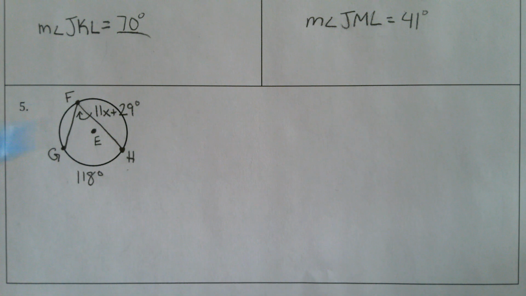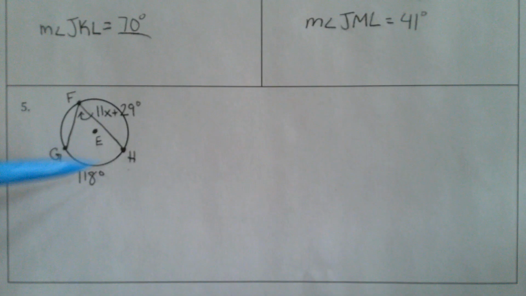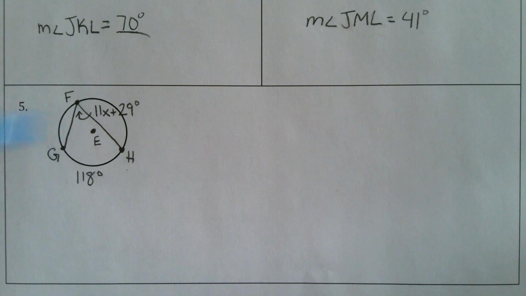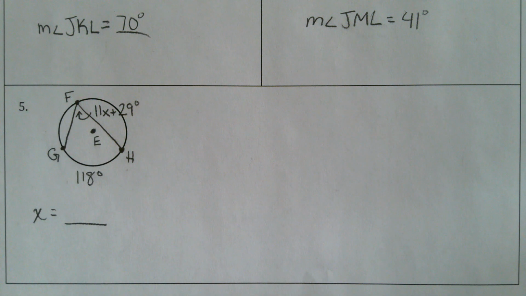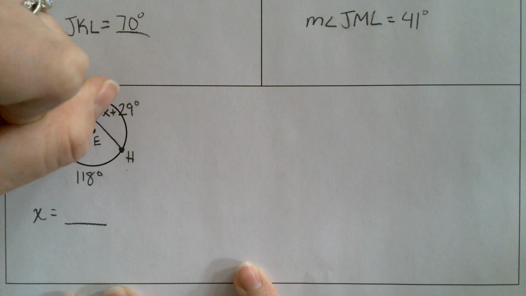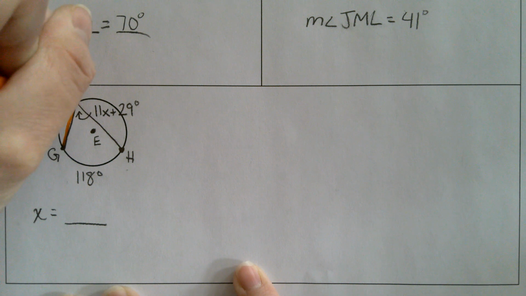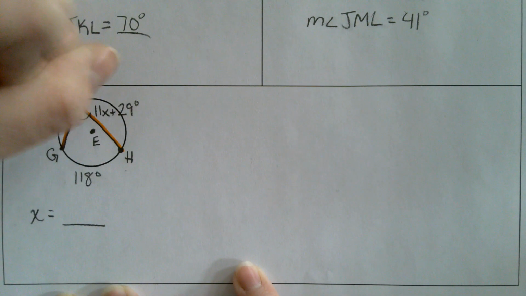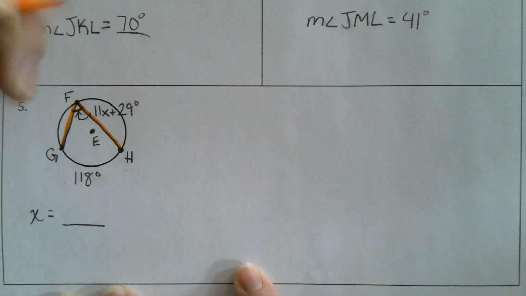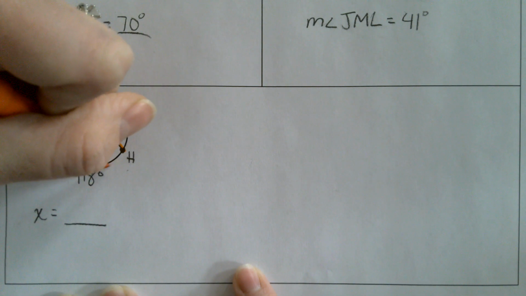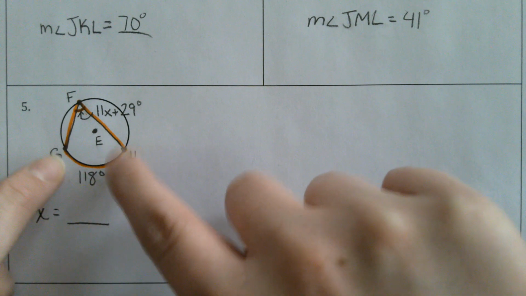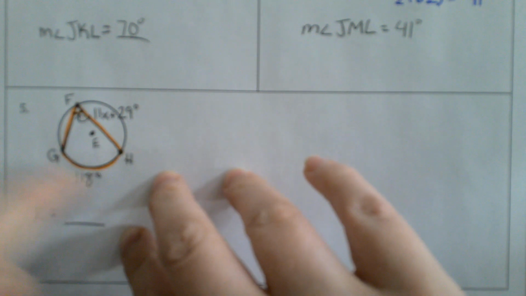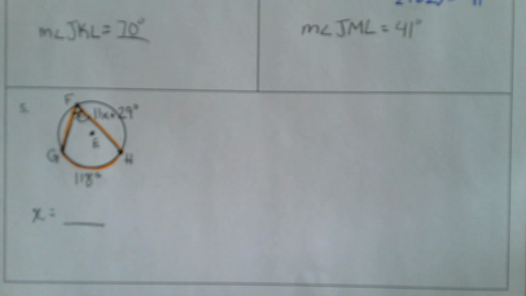This time we know that our arc GH is 118. Our angle GFH is 11x plus 29. And for this one, they want us to solve for x. So one more time, I'm going to highlight this angle just to draw attention to it, make it more obvious what we're looking at here. And then this is our arc that goes with it. Again, you find where the points where the angle touches the circle, not the vertex with the other two. And then the space in between them, that's going to be your arc.